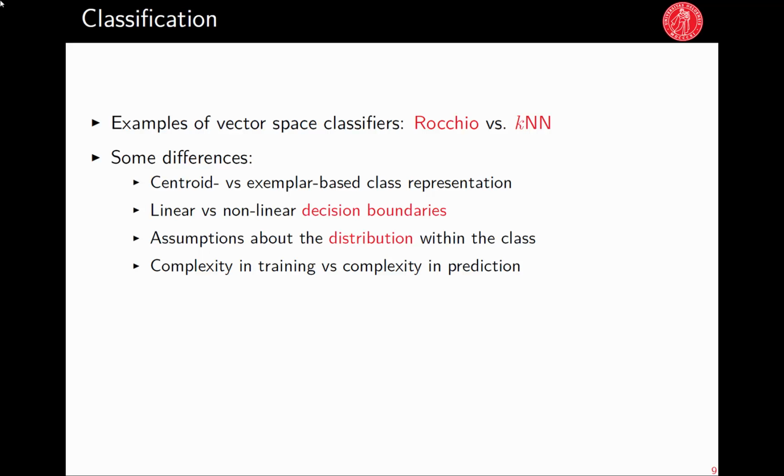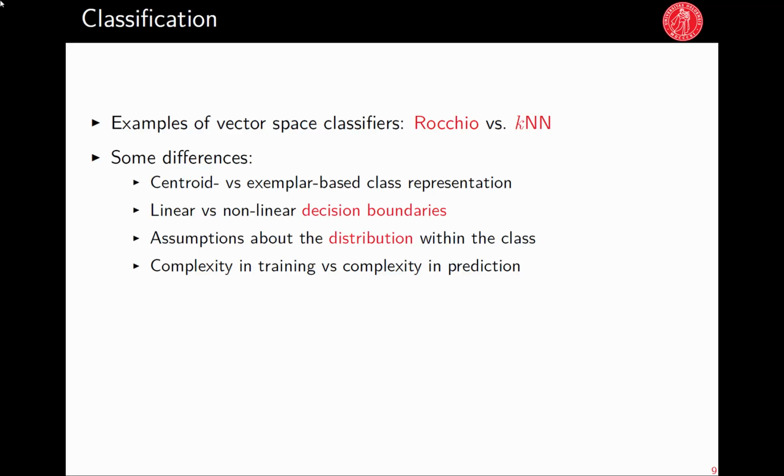So for examples of classifiers, we looked at Rocchio classification or nearest centroid classification, and K nearest neighbor classification. And some of the differences between these have to do exactly with how to represent classes, right? So the Rocchio classifier represents classes using these abstract prototype vectors that we call centroids, these average vectors. While in KNN, there's really no class representation at all. We just store all the examples that we've been given of a given class.